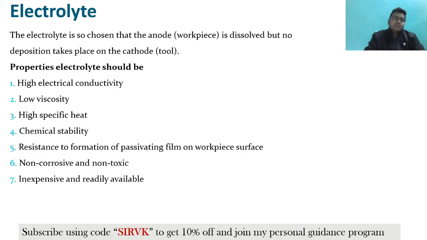Now we have seen that an electrolyte is used in these processes. So what exactly is this electrolyte? The electrolyte is so chosen that the anode, which is the workpiece, is dissolved but no deposition takes place on the cathode. These are the properties the electrolyte should have, and we are going to see these properties in great detail shortly. But first, try to understand what is happening in the process of electrochemical machining.